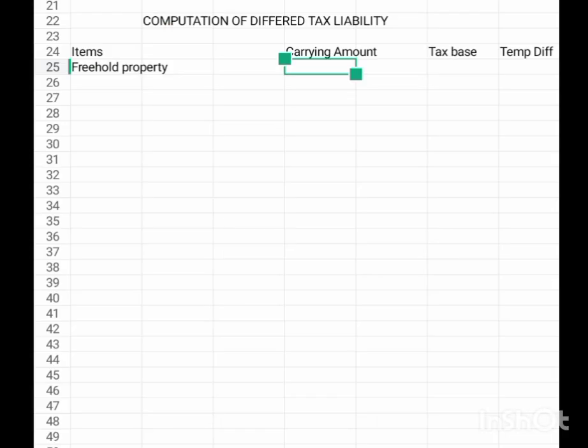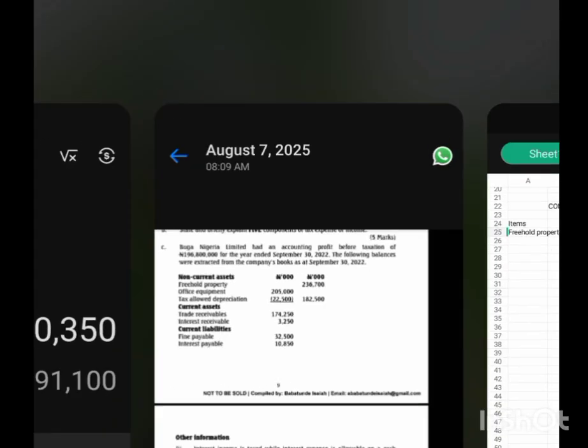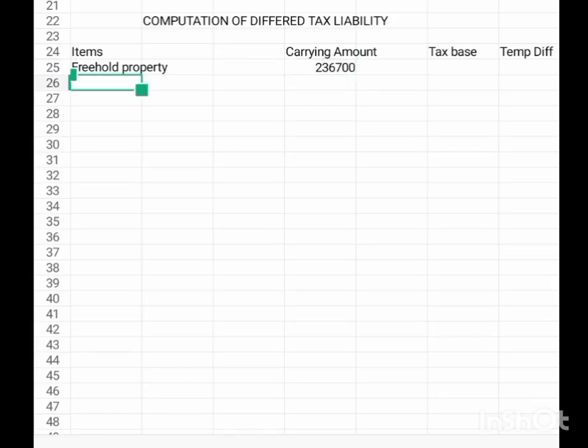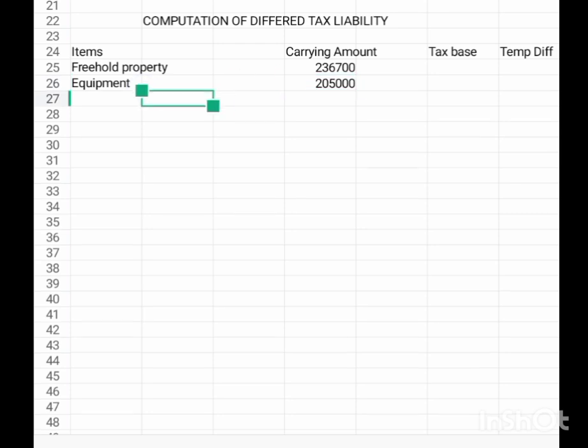Freehold properties, 236,700. We have taken that into consideration. The carrying amount of this is 236,700. Then we have that of equipment. Equipment should be 205,000. So after that, what next do we have?